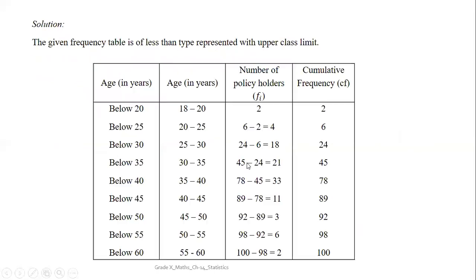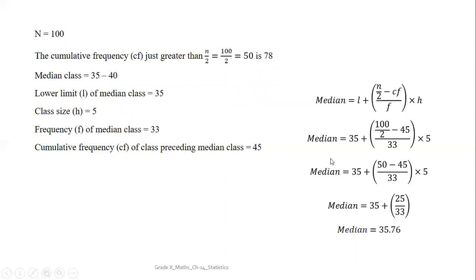Okay, so again, let us have a look at the table. 100, half of 100 is 50, a bit bigger than 50 is 78. We are identifying the median class, lower limit, frequency, but CF is the preceding one, 45. Now we'll substitute that in the formula. Median equal to L plus N by 2 minus CF by F into H. So 35 plus 100 by 2 minus 45 by 33 into 5. Solving, we get 35.78 to be our median.